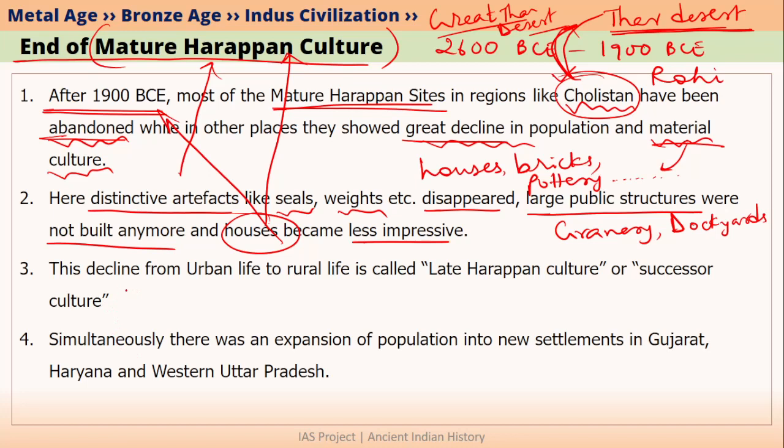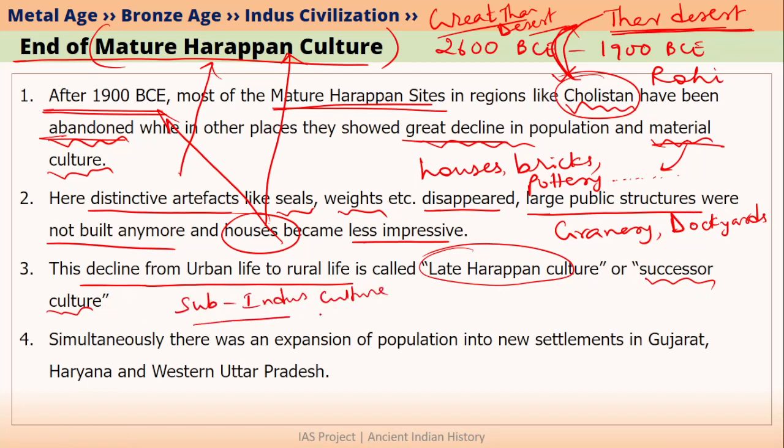So basically, this decline from urban life to rural life is simply called late Harappan culture. Sometimes it is also called the successor culture to mature Harappan culture, or sometimes the sub-Indus culture. All these are different names, but the most important name is probably late Harappan culture.